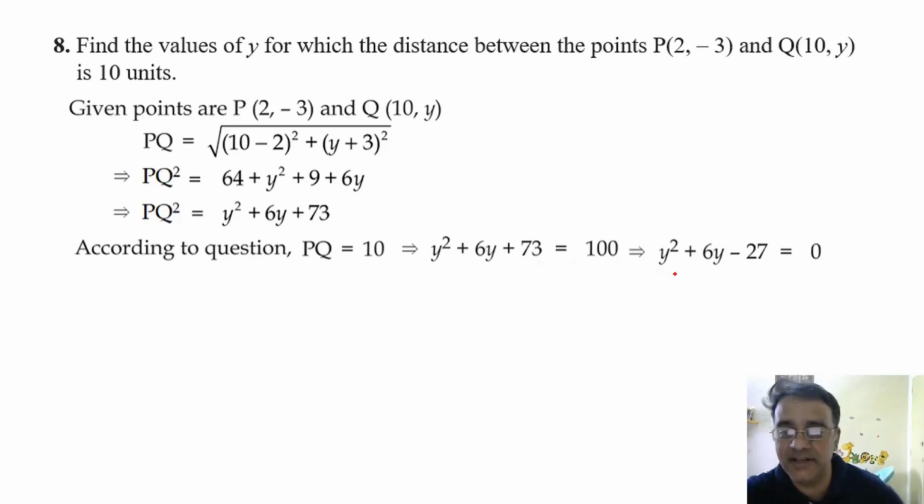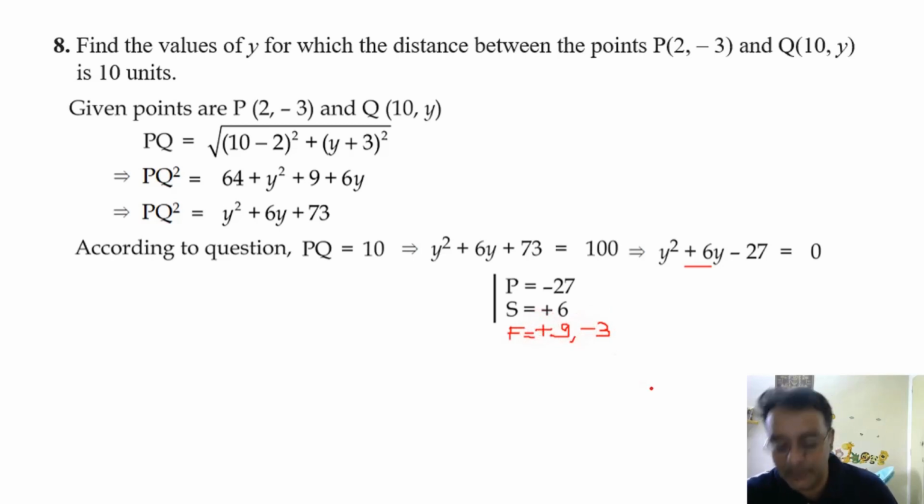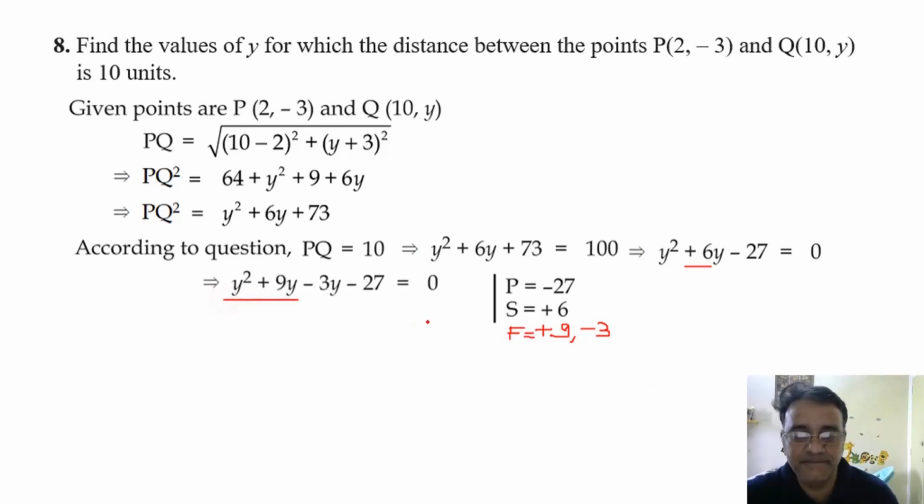Okay, now what is the product here? Minus 27 and sum is plus 6. So that means factors क्या हो जाएगा यहाँ पर? Product is negative, that means the two factors of 27 such that their difference should be 6. 9 and 3. Yes, 9 और 3. And sum का जो sign है वो बड़े नंबर पे लगा दो और दूसरा वाला opposite sign. So plus 9 minus 3. What is the common between these two? y. And between these two? Minus 3. Right.